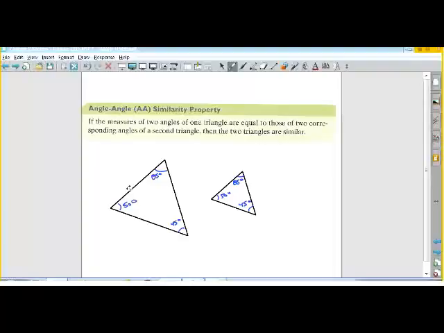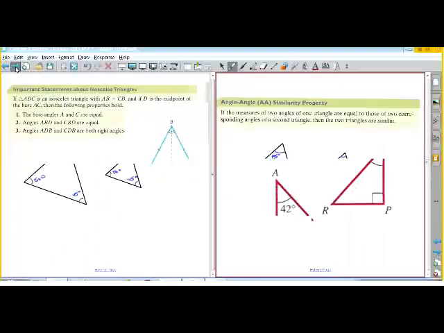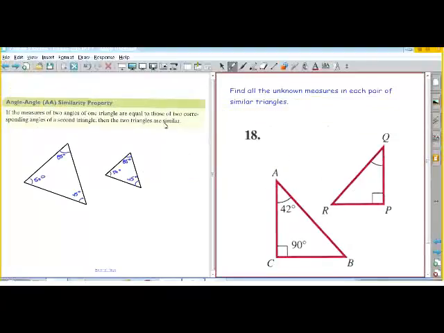Just like we only have to specify a side, an angle, and a side. Two sides and one angle is enough to say that all the other stuff is equal to each other. In this case, knowing that two angles are equal to each other is enough to say that the third angle is equal, and all the sides have proportional lengths.